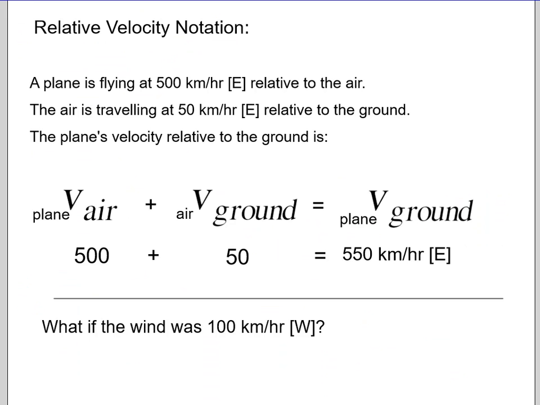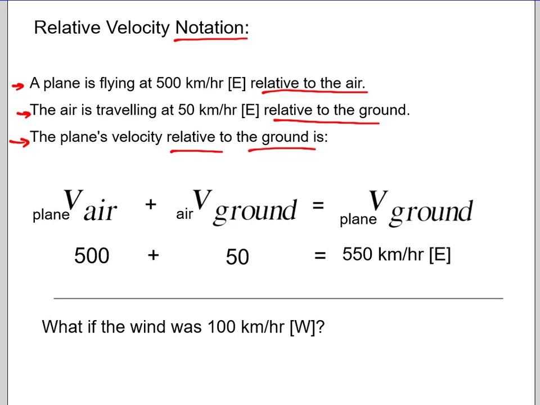Okay, last part. Relative velocity notation. Depending on which textbook or articles you read, you might see different notation for this. So if we have a plane flying at 500 kilometers an hour to the east relative to the air. Just like you're a swimmer and you swim in water, planes have to fly in a medium, and that medium is air. The air is traveling at 50 kilometers an hour to the east relative to the ground. Okay, the plane's velocity relative to the ground would look something like this.